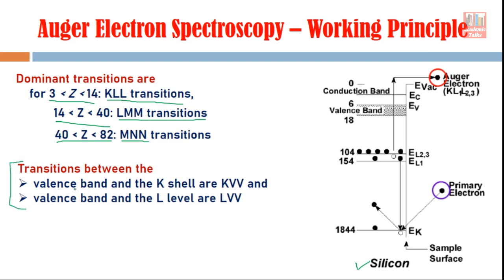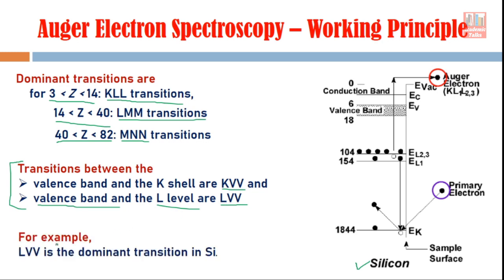If the transition is between valence shell and K shell, then the transition is known as KVV transition, and if the transition is between valence band and L level, then the transition is known as LVV transition. You can see that in case of silicon, it's always a valence band and L level transition, so we call it LVV transition. In case of silicon, the dominant transition is the LVV transition.